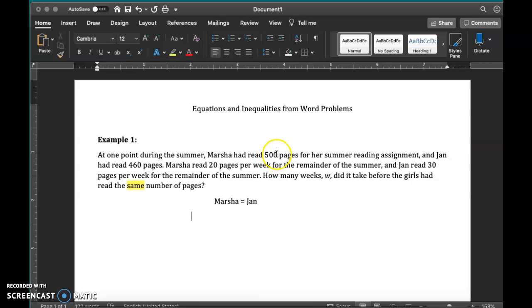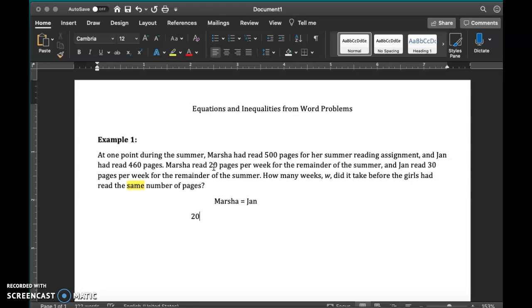We know she had already read 500 pages. So that's like a constant. That's something that was already done. Nothing's going to change for that amount right now. But later it does tell us that in order for her to continue and try and finish the book, she's going to read 20 pages per week. So I don't know how many of those 20 she's going to do, because I don't know how many weeks, but I do know it's going to be 20 each of those times.